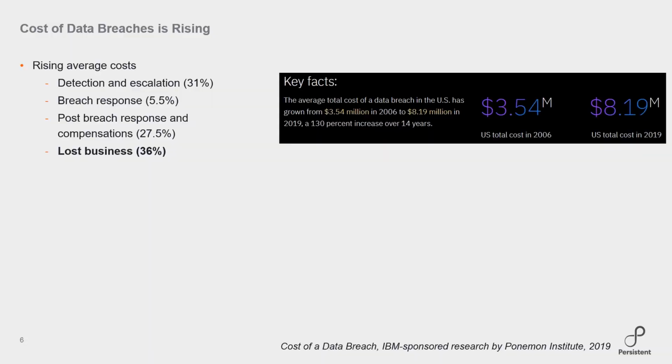Now, companies are seeing the cost of data breaches increase. According to this IBM-sponsored study, the average total cost of a breach in the US is $8.19 million in 2019. It's a 130% increase in 14 years. The costs are divided in these four categories, with the cost of lost business being the highest at 36%.